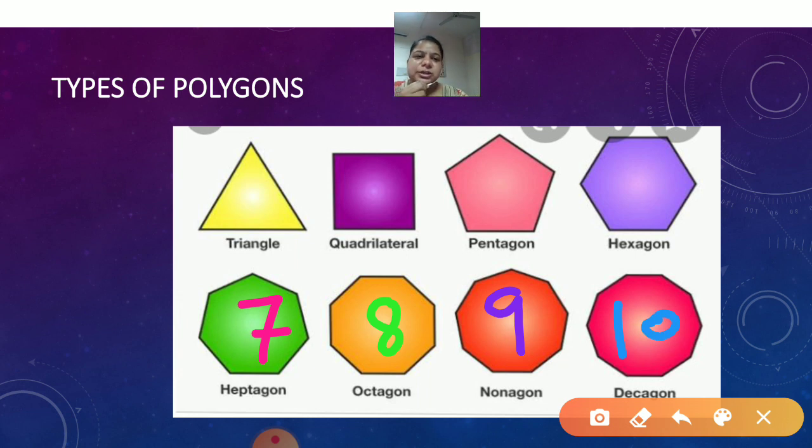Okay, so I repeat: three sides, it's a triangle. Four sides, it's a quadrilateral. Five sides, it's a pentagon. A six-sided polygon is a hexagon. A seven-sided polygon is a heptagon or septagon. An eight-sided polygon is an octagon. Nine-sided is a nonagon. And a 10-sided polygon is a decagon.